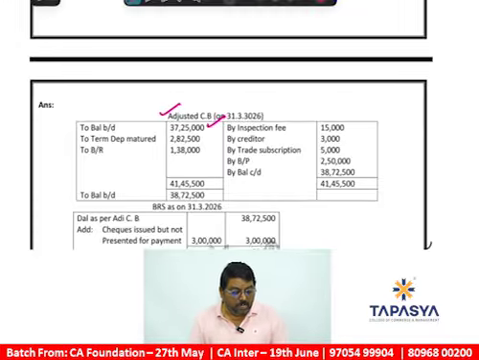Next, a term deposit matured on 13th March 2026 and the proceeds amounting to 2,82,500 were credited to the bank and entered in the bank statement but not recorded in your cash book. Something like a term deposit, the amount actually realized, is credited in your passbook. But if you debit it in the cash book, that's all over.